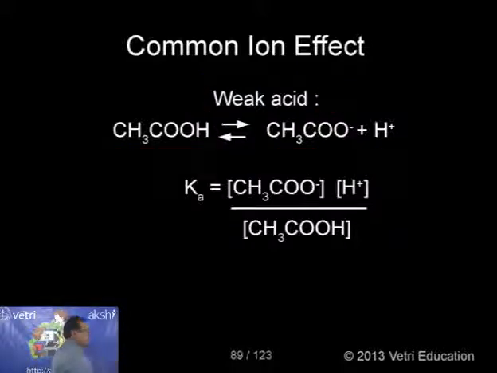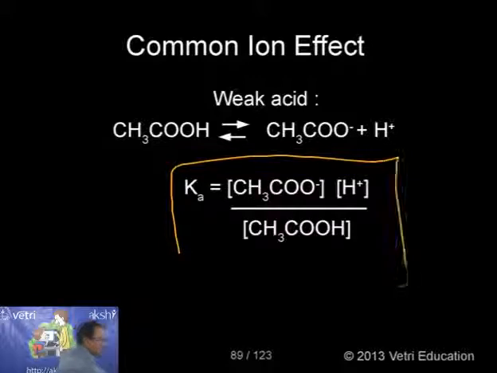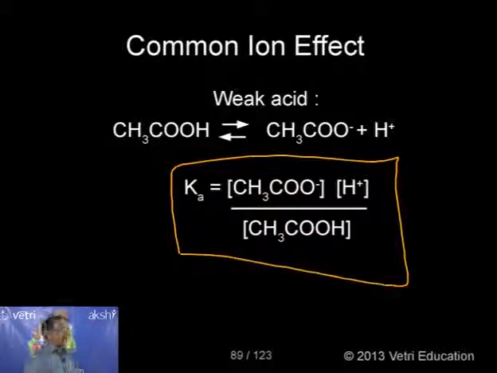So what will happen now? From this, we have already derived, according to the law of mass action, K equals acetate ion times H plus divided by acetic acid. This is the interesting information. So with this, now let me explain what will happen. Kindly follow me. Suppose, what is the common ion? The ionization of a weak acid, weak electrolyte, is depressed by addition of a strong electrolyte containing one ion common. Suppose, let me take it this way.